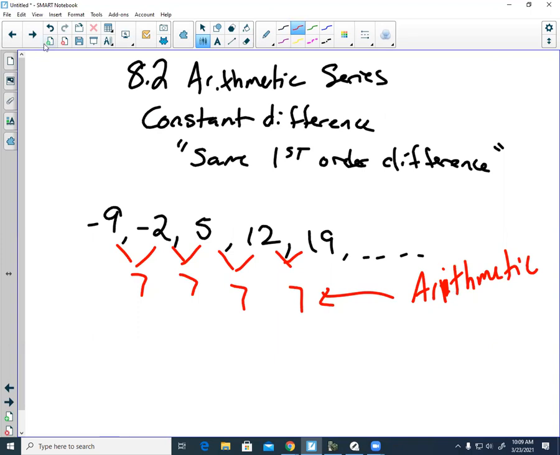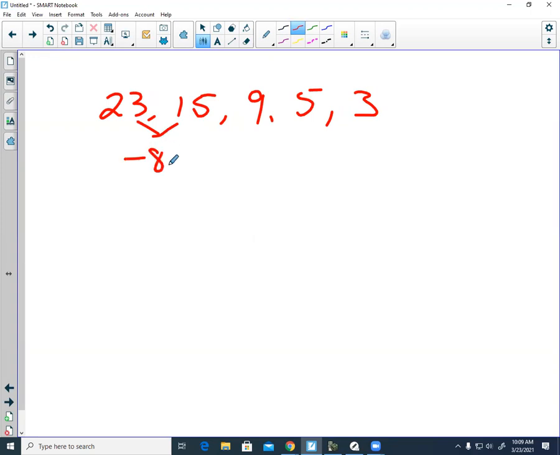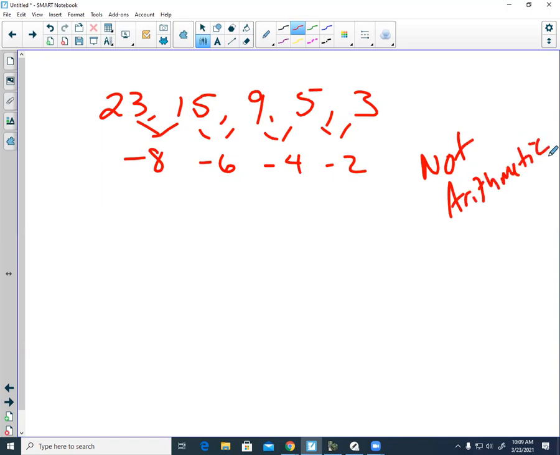Okay? So an example of what that might look like is if I have 23, 15, 9, 5, and 3. Now this one, I would do right minus left. 15 minus 23 is -8. 9 minus 15 is going to give me -6. 5 minus 9 is going to give me -4, and then -2. Obviously, these are not the same, right? Since these are not the same, my answer would be not arithmetic. So I would move on.